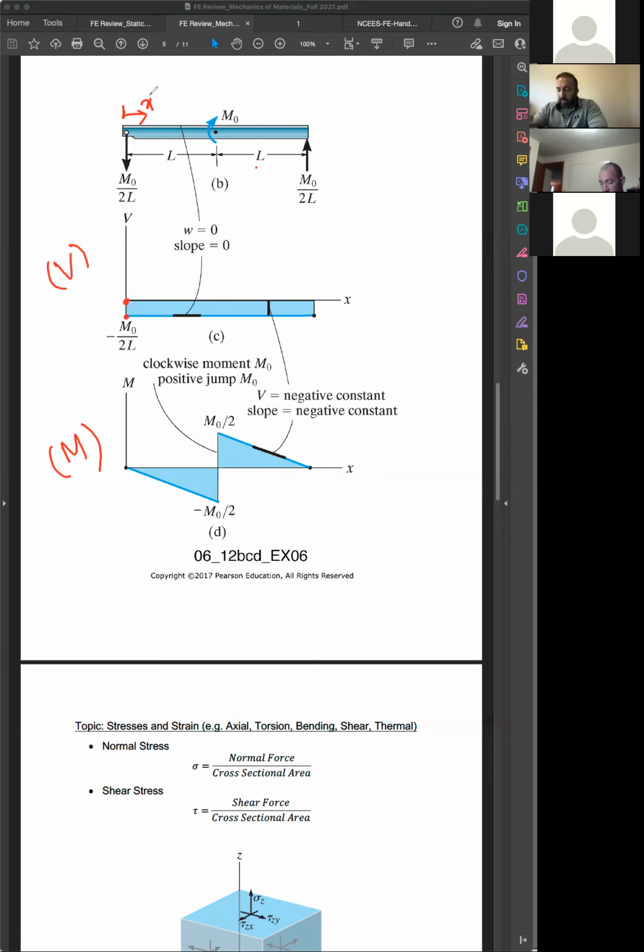You're starting from here, sorry. There is a downward force, so there is a jump in the shear diagram equal to m0 over 2L. So you go down to this value. You're at the negative point right now.